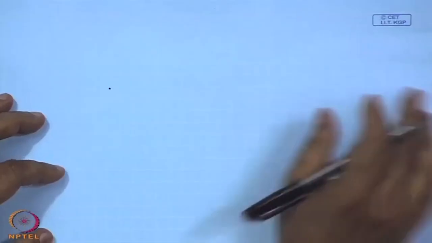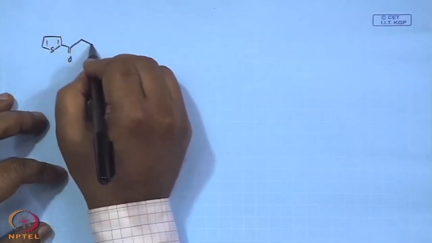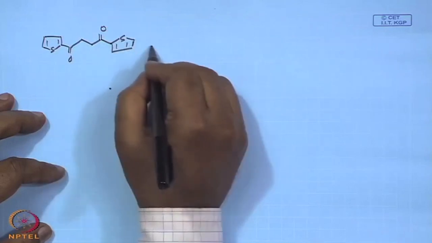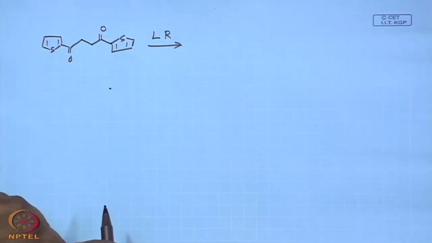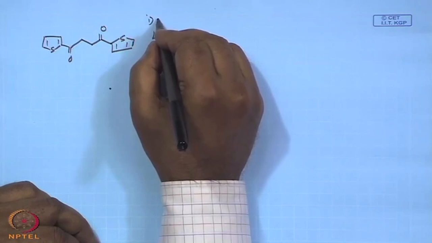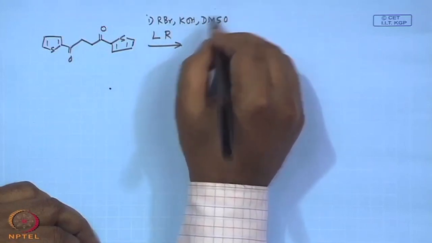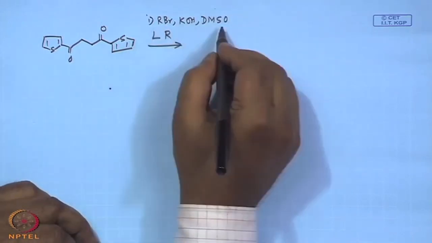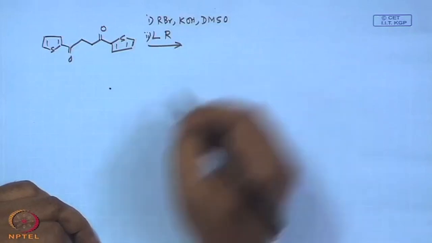Say you start with a thiophene-containing compound and then a ketone, where the ketone has to be 1,4, and then once again a thiophene. From now onward I will write LR for Lawesson's reagent. So the first thing you do, if you start with this, is react with RBr, an alkyl halide, and KOH. I will tell you why we need all these things, and DMSO is the solvent because you are using KOH. And then use Lawesson's reagent.